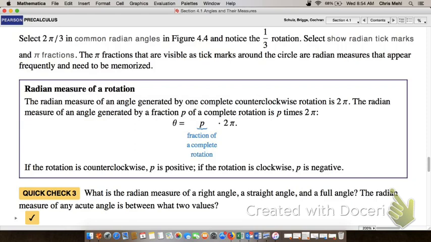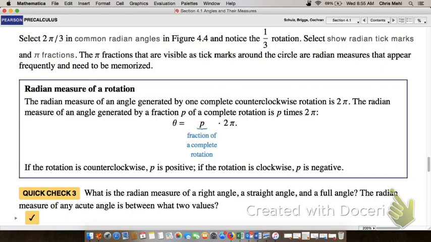Okay, so now what we're going to do is talk about the radian measure of a rotation. We'll also do this for degree measures of rotations in just a moment. But the radian measure of an angle generated by one complete counterclockwise rotation is 2 pi. If I start at my initial side of the angle and make one full counterclockwise rotation, you will get all the way around and land back on your initial side again with your terminal side.